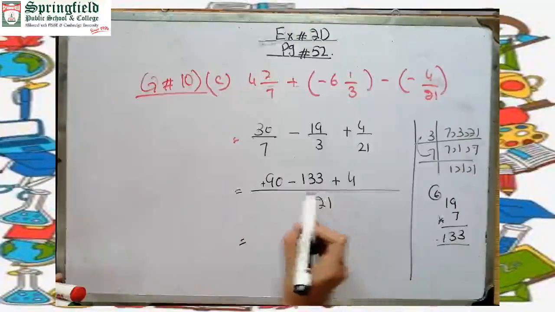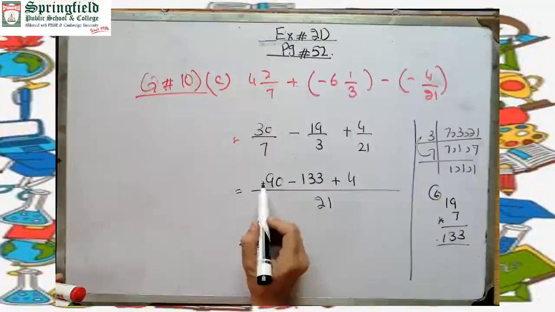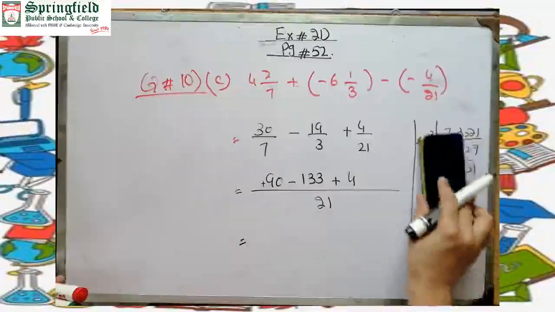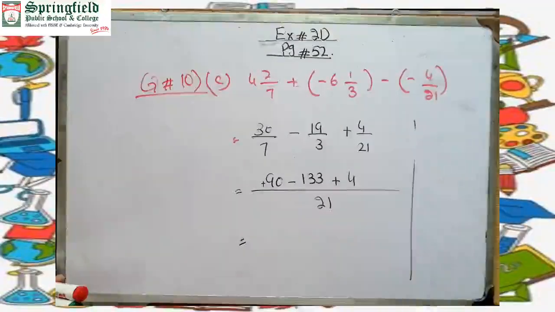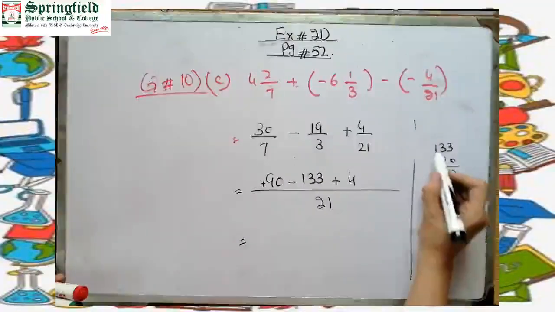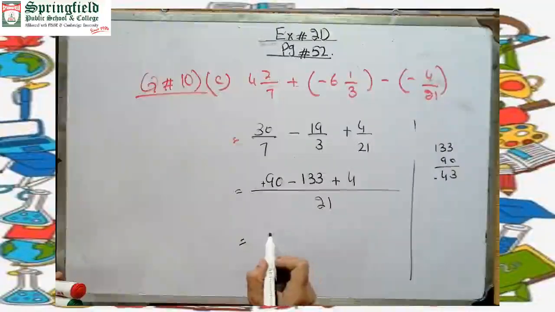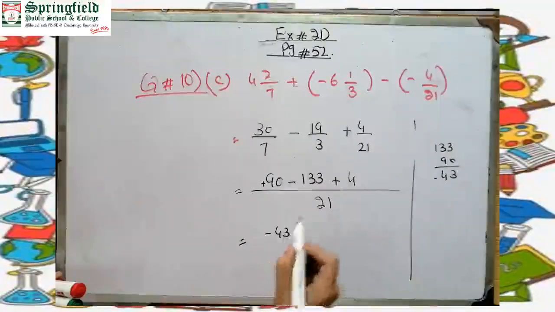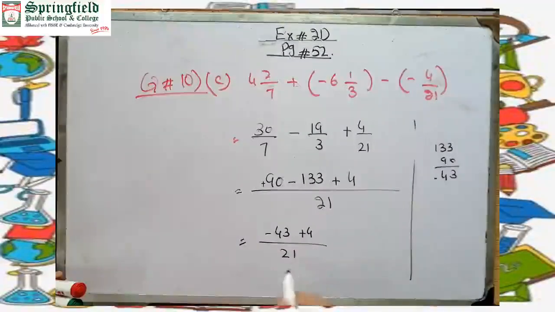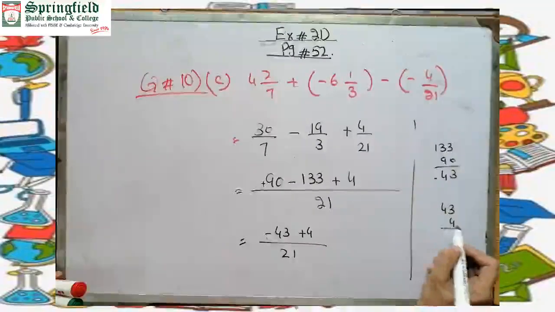This expression has addition and subtraction signs, so we will start from the left side. Plus minus 133 minus 90. What will be the answer? 133 minus 90: 3 and 13 minus 9, 4. It means minus 43, because the greater value has the negative sign. Plus 4 divided by 21. Plus minus 43 minus 4.